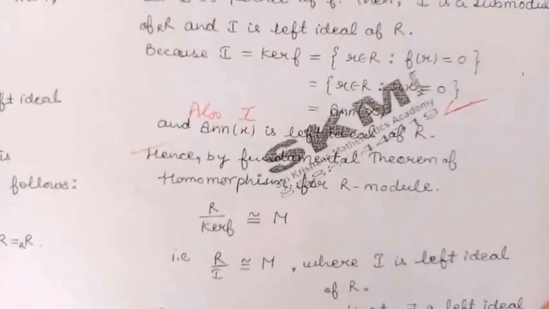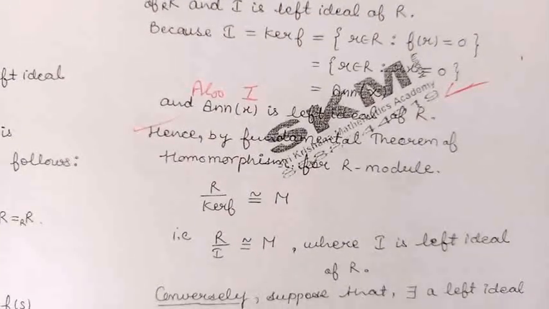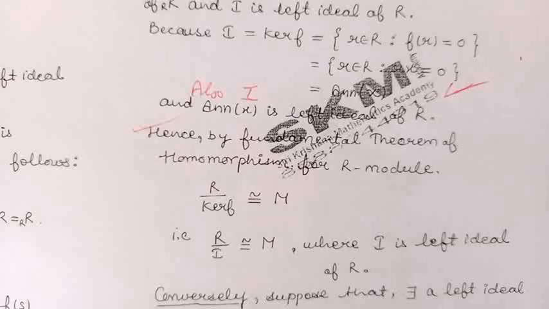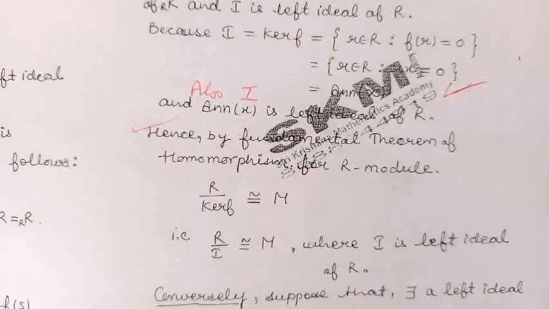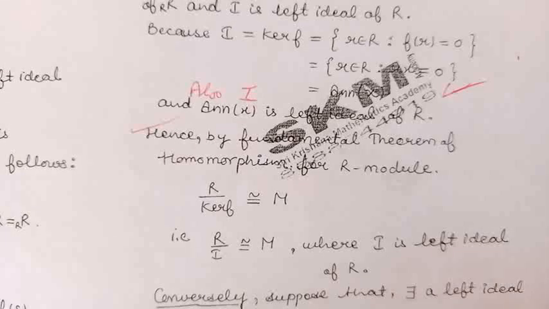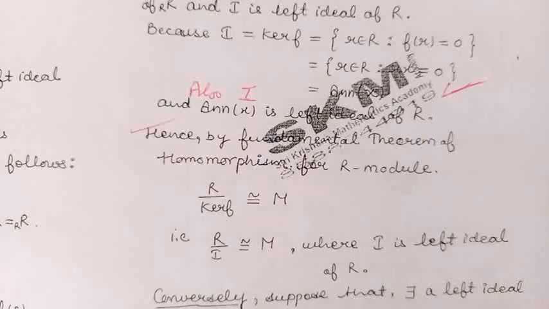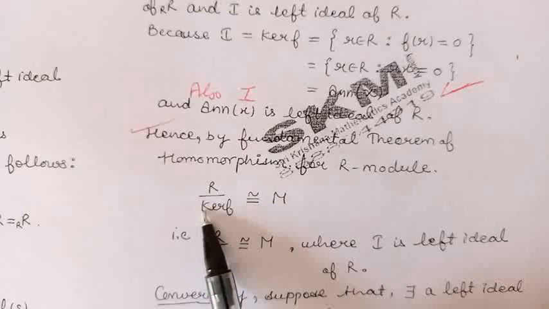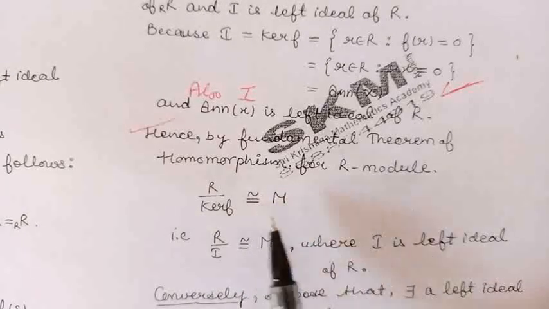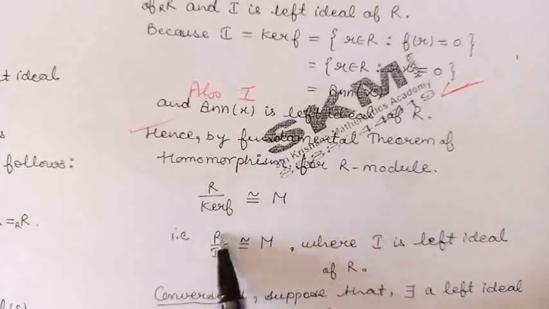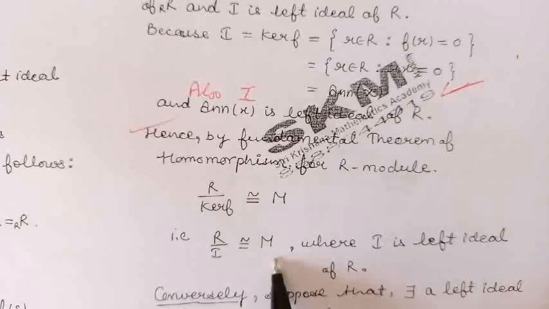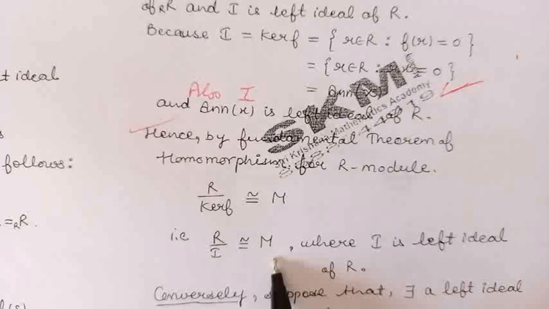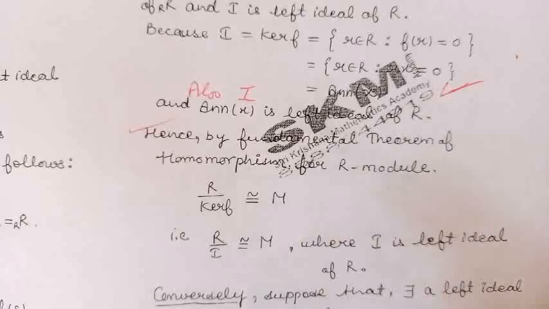Now we are in a position to apply the fundamental theorem of homomorphism of R-modules, because we have obtained a homomorphism from R into M, which is onto, and I is the kernel. So by the fundamental theorem, R by kernel is isomorphic to M. It means R by I is isomorphic to M. So this proves one of the parts of the theorem.